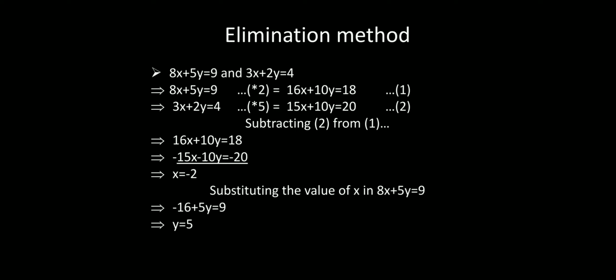5 and 2 are much nearer to each other as compared to 8 and 3. So it is not a rule that I can only do it for the coefficient of y. I can also do it for the coefficient of x, but I did it for y because it is simpler. Moving further, we multiplied 2 to the first one, 5 to the second one, and then subtracted both. We got that x is equal to minus 2 by subtracting only.